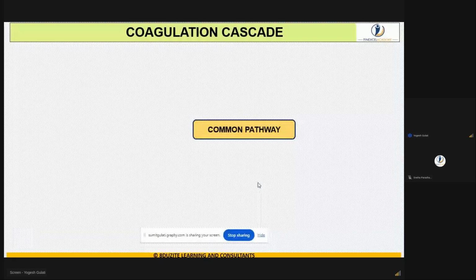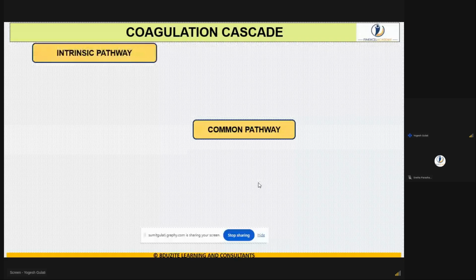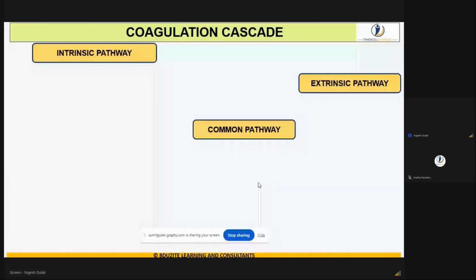If you see, there are three pathways. One is a common pathway, one is an intrinsic pathway, and one is an extrinsic pathway. These are the three pathways by which coagulation occurs in the body. How these different clotting factors talk to each other, how they get activated, we'll cover all of these. So the first is the common pathway.